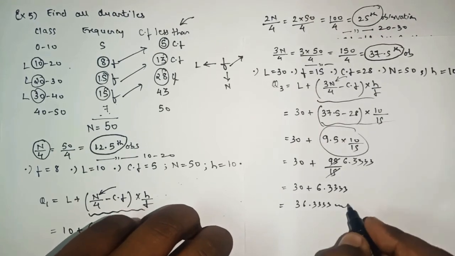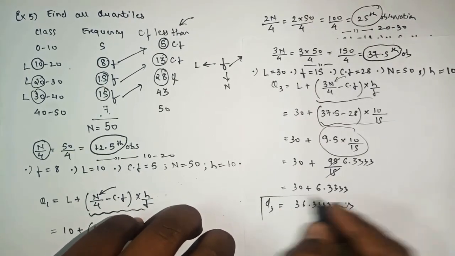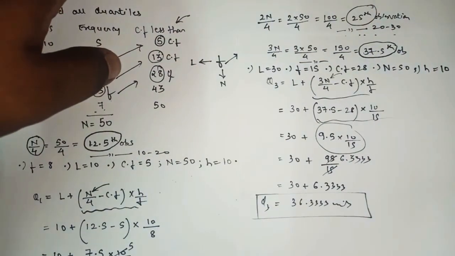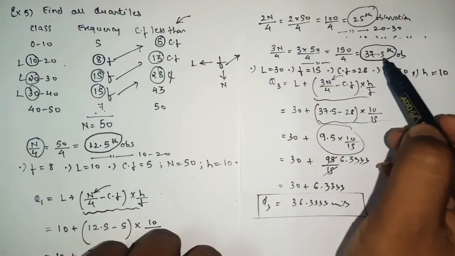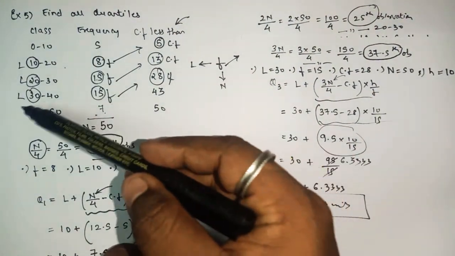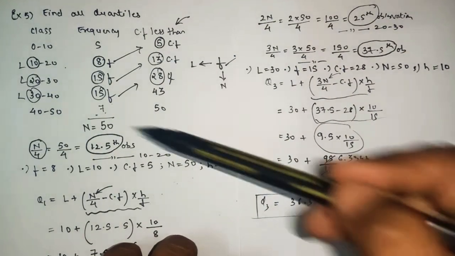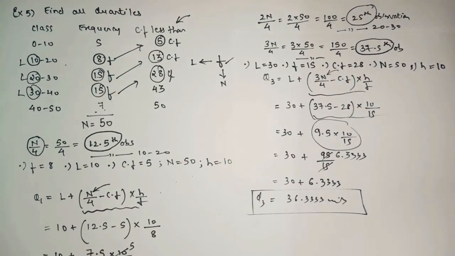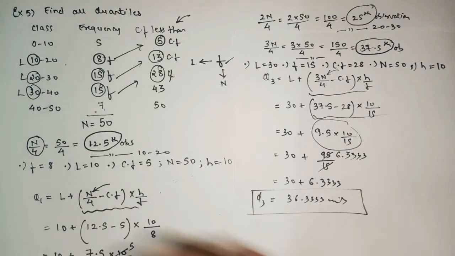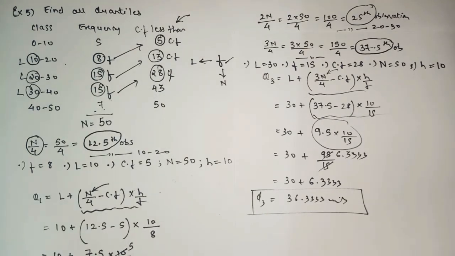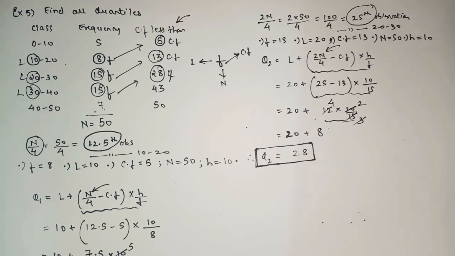When you add, you will get 36.3333 units. Now we can check whether the answer lies in the range, as the Q3 class should lie between 30 to 40. The final answer which we got is between 30 to 40 only. So we can tell that whatever calculation we did is correct, as it lies between 30 to 40. Got the point? Understood? In this way you have to present your sum in the exam.